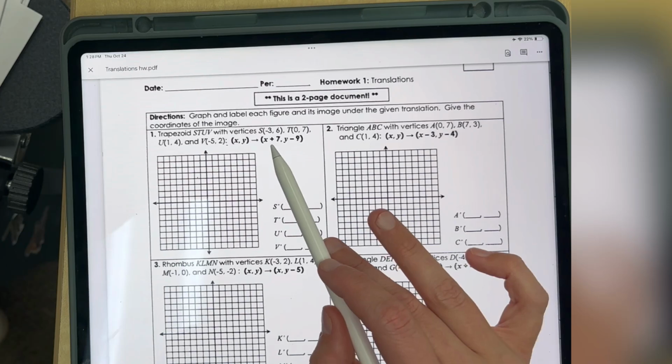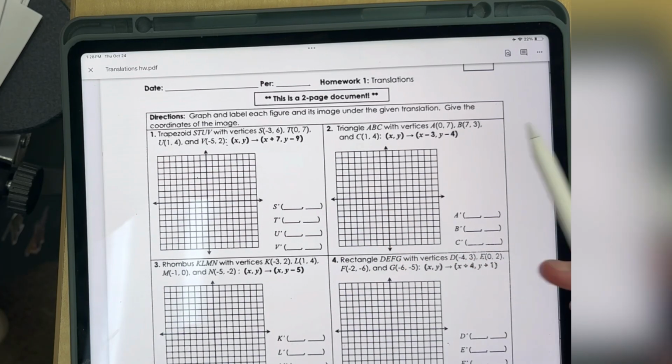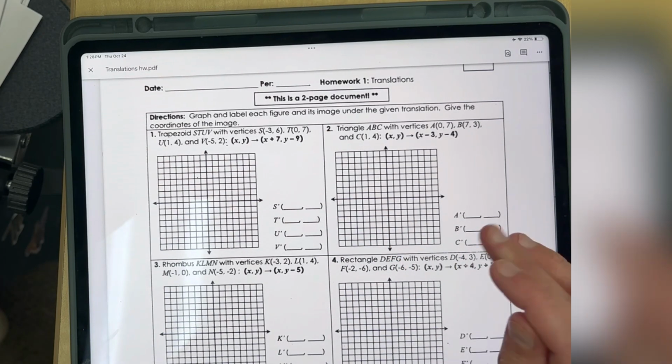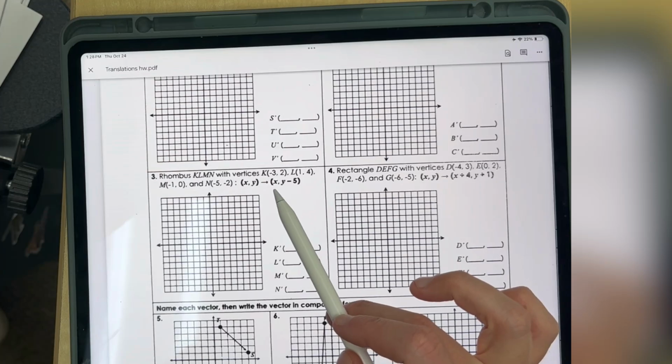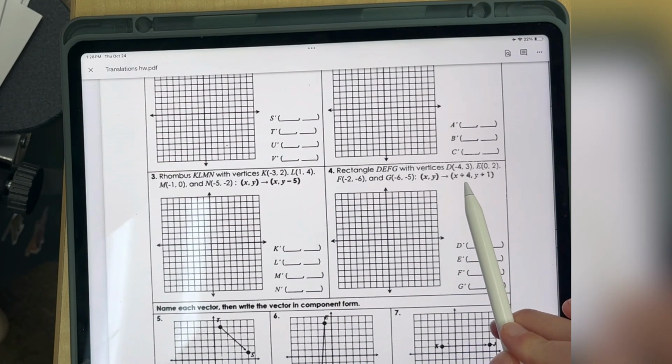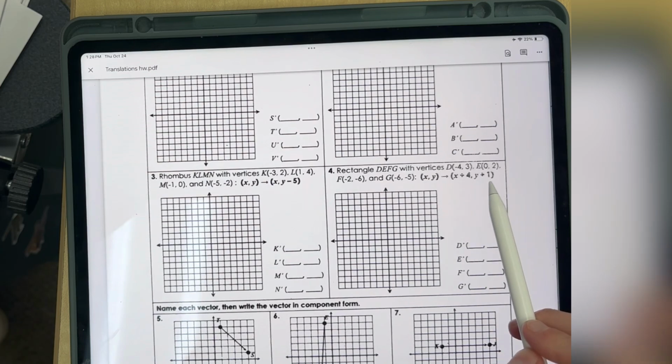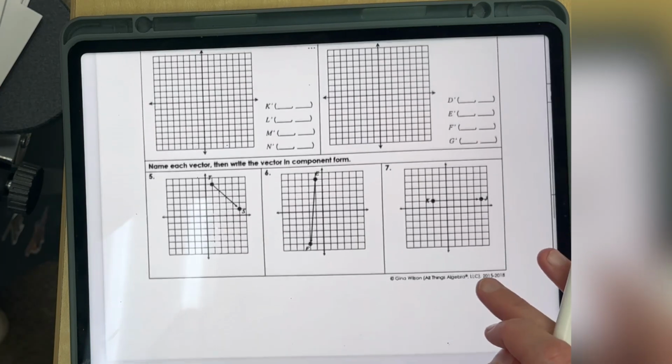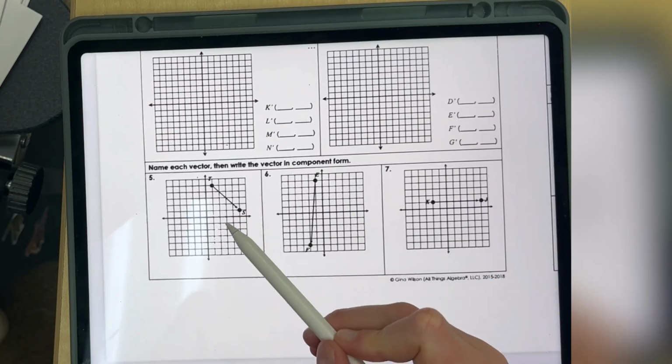STUV, and then it says go up 7, down 9. This one says go left 3, down 4. This one says don't change your x, but every y goes down 5. This one says go right 4, up 1. Okay, this one says name the vectors.